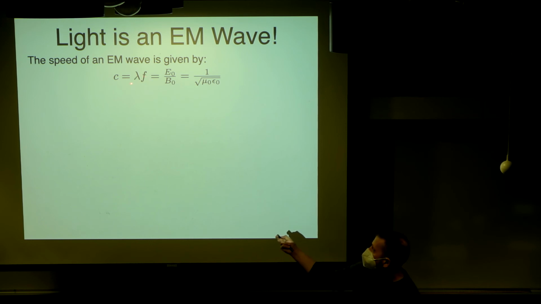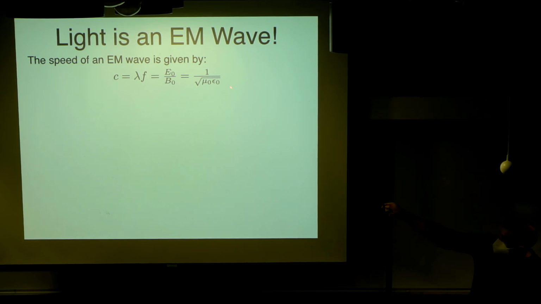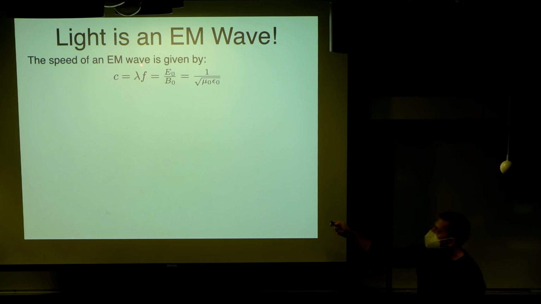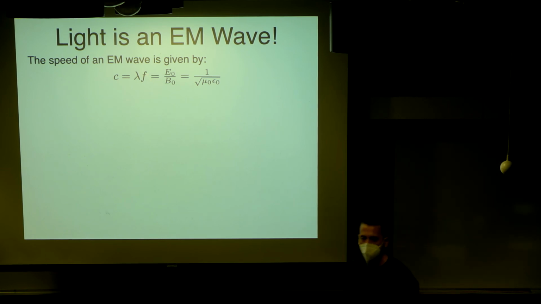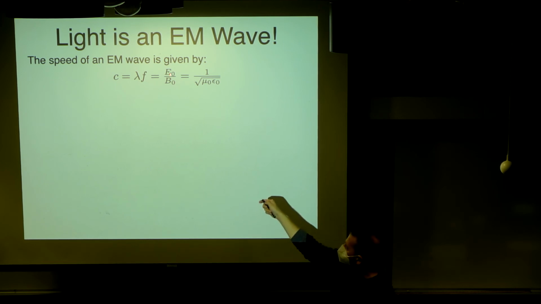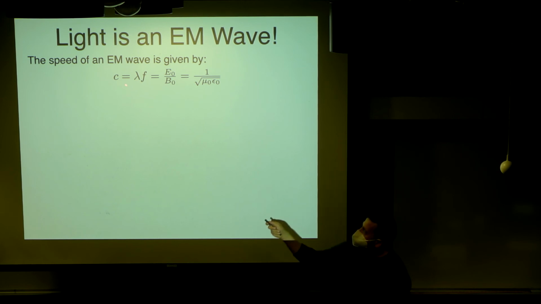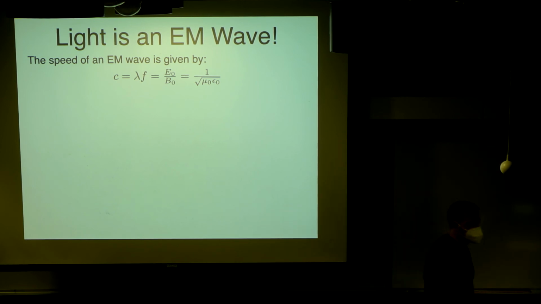Way back before, we showed c is equal to lambda times f. And then just now, we showed it's equal to E naught over B naught, or 1 over the square root of mu naught times epsilon naught. I'm interested in doing it this way because the first two formulas depend on specifically what type of wave you're talking about. Different waves will have different wavelengths and frequencies, different E field and B field strengths, but this just depends on fundamental constants of the universe. So it looks like the speed of light is something that just depends on these two fundamental constants.